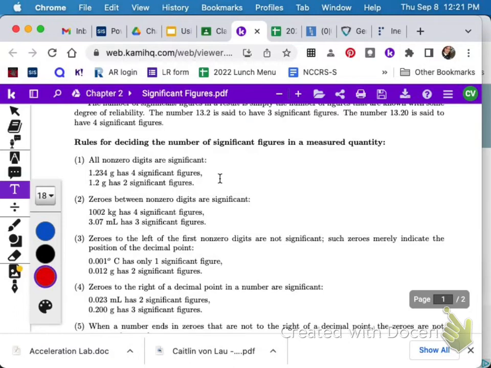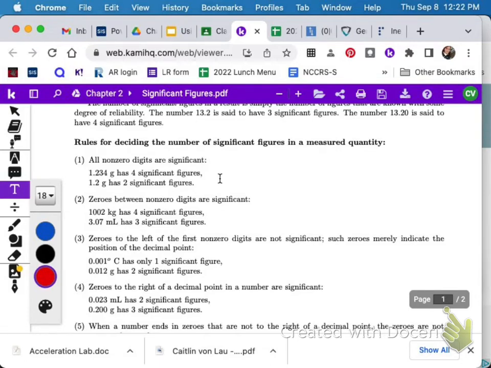Any zeros that are between 2 non-zero numbers are significant. Because if they're between the two, then you know they measured further than those, and so you know those zeros are significant. So 1002 has 4 significant figures. If it was just 1000, we wouldn't know if they had measured all the way down to the ones place, but because it's 1002, we know they did. So those zeros in between are significant.